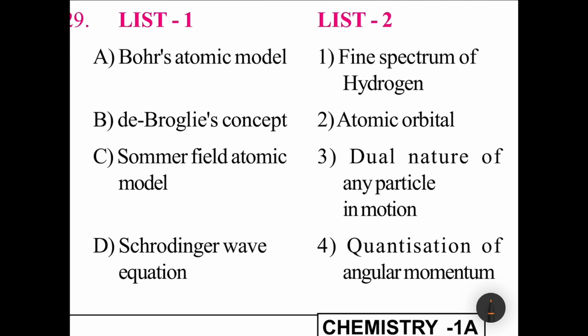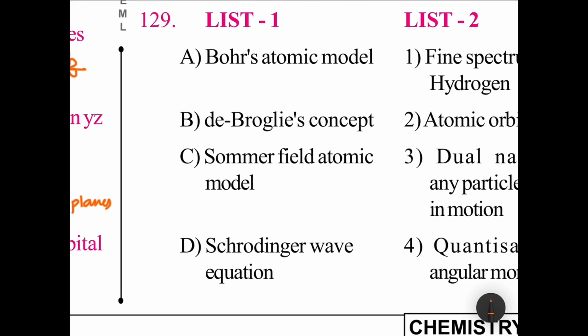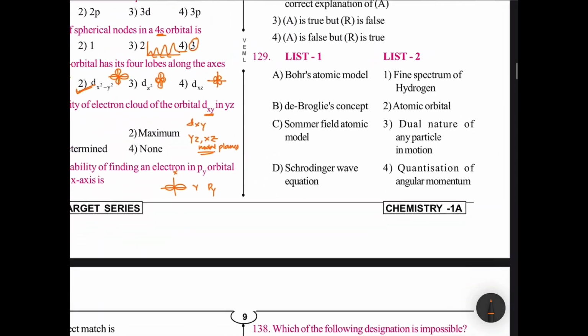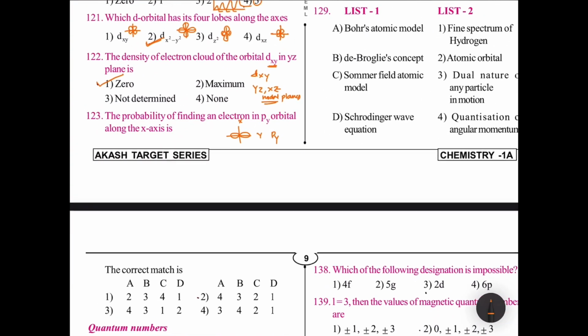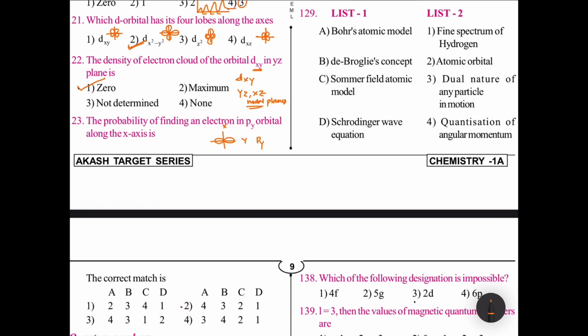Bohr's model is quantization of angular momentum, right? Sommerfeld atomic model is about atomic model. De Broglie's concept is dual nature. Schrodinger's wave equation is fine spectrum. All these you can take like this. We'll go with the option. Question number 129, where the options are, we'll take little bigger. Yes, from here to there we'll see.